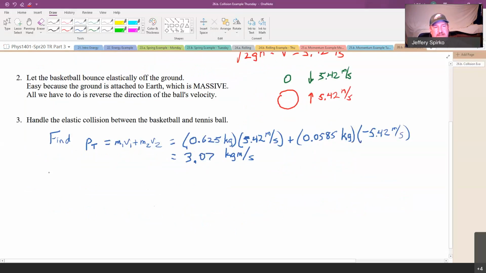So in my elastic collision method, my second step is to find the center of mass, from the idea that the total momentum is equal to the total mass times V center of mass. It's a calculation that looks like a regular momentum calculation. It's a mass times velocity, but it's for more than one object. So the mass we use is the total mass, and the velocity that we get out of it is actually the center of mass velocity.